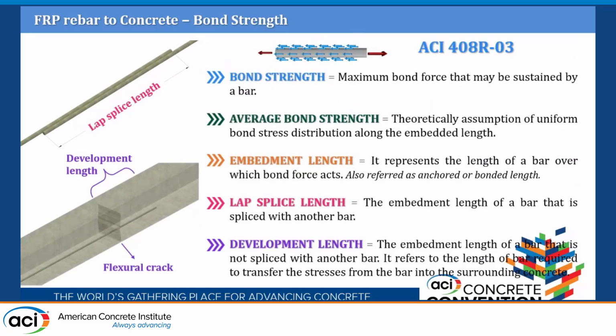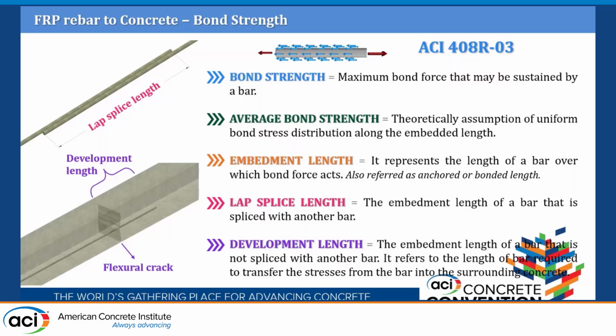So, first, a brief introduction about what we're talking about. Bond strength is the maximum bond force that may be sustained by a rebar, and typically it is accounted as the average bond strength. We assume that the distribution of stresses is uniform, so we assume an average bond strength, but in reality this could vary depending on the real conditions and the real stresses on that element.